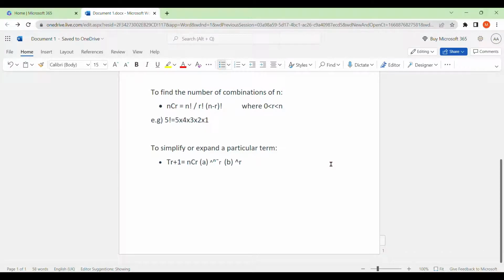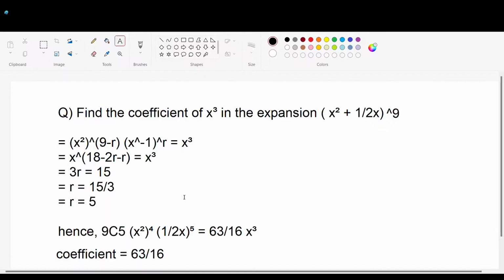Moreover, to simplify and expand a specific term, we use the formula T(r+1) is equal to nCr times a^(n-r) times b^r. For example, we need to find the coefficient of x cubed in the expansion of (x squared plus 1 over 2x) to the power 9. So we can use the formula T(r+1) is equal to nCr times a^(n-r) times b^r.